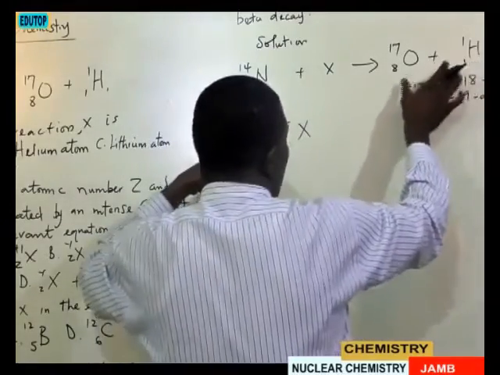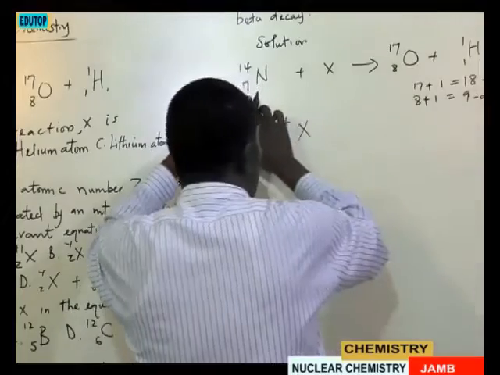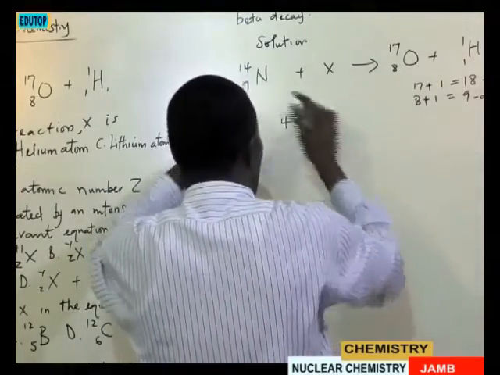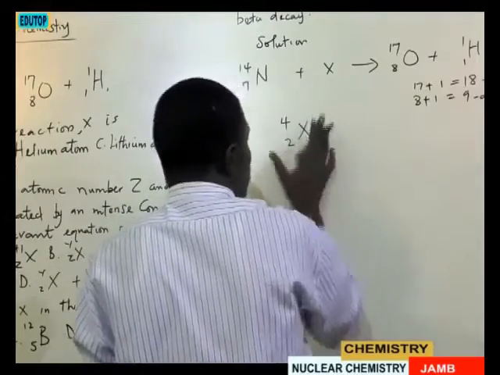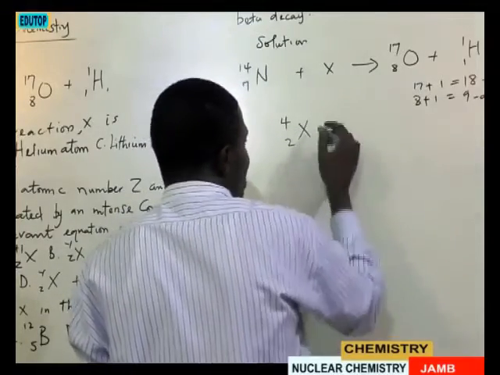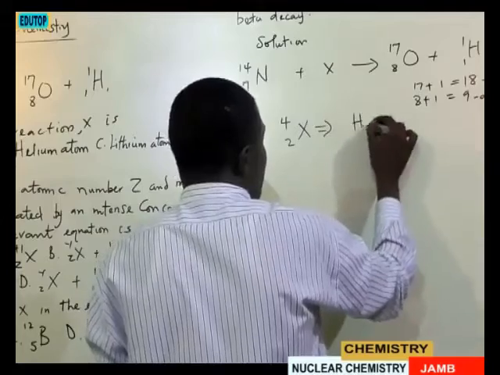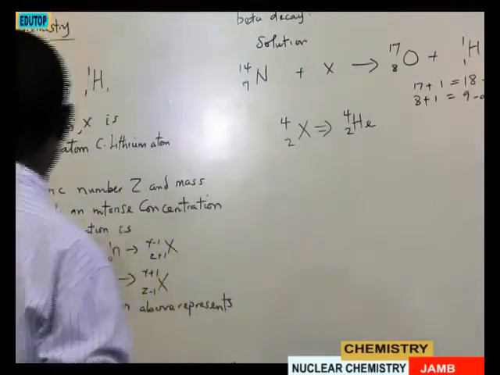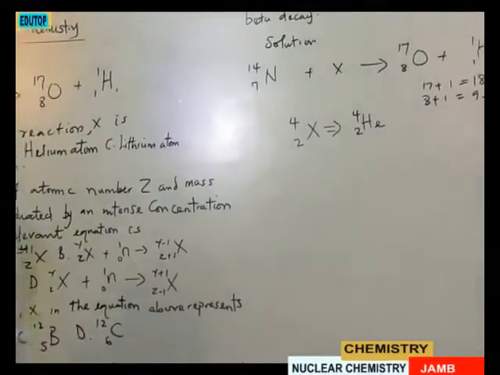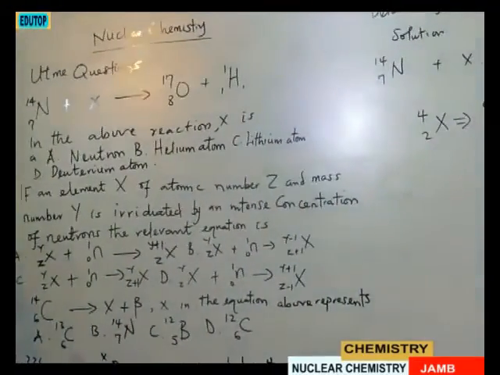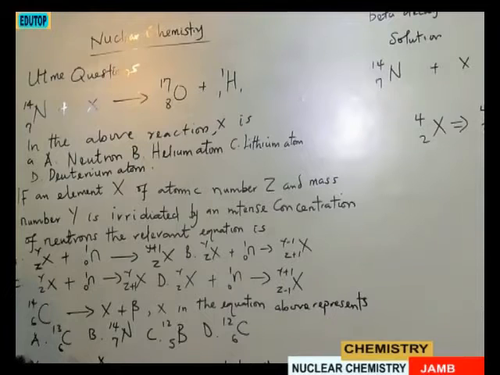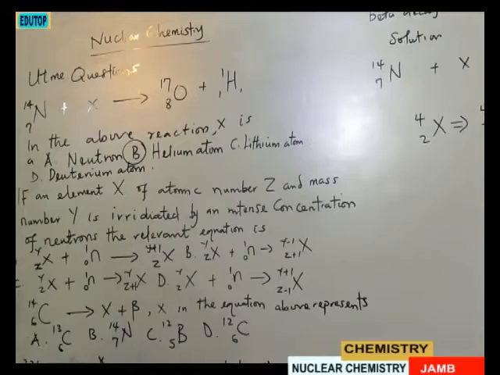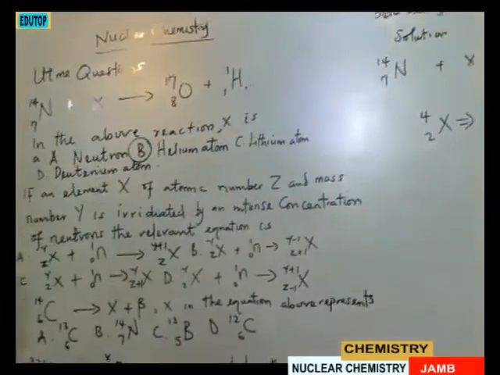Then the atomic number, 9 here, 7 here. So to make up for the 9 here, you need to add 2 more to these 2. So which species is having this characteristic? It is no other species other than what? Helium atom. That's the one that has 4 too. So you go to our options and see the one that will be suitable. Option A, neutron. No. Option B, helium atom. So you don't need to waste your time. So it's option B, which is helium atom. Let's move to the next question.